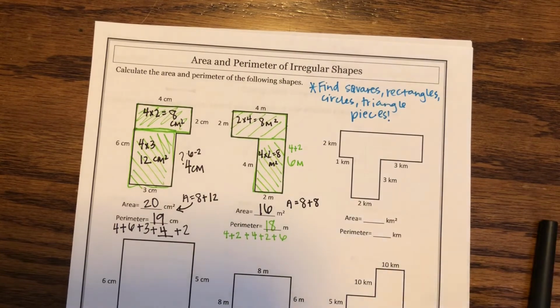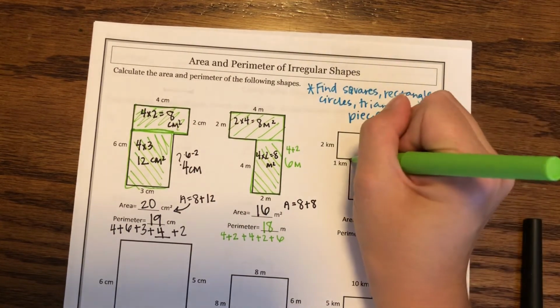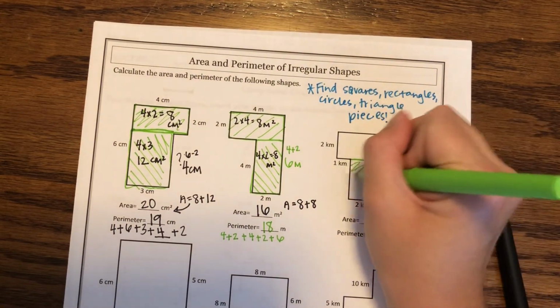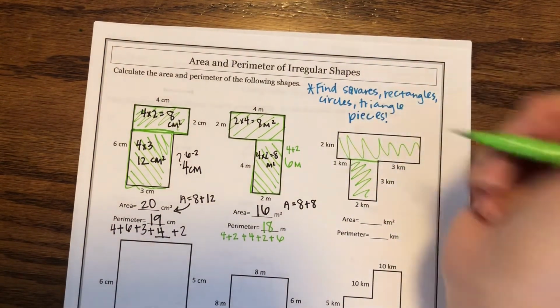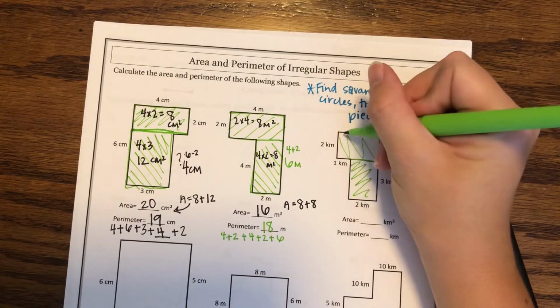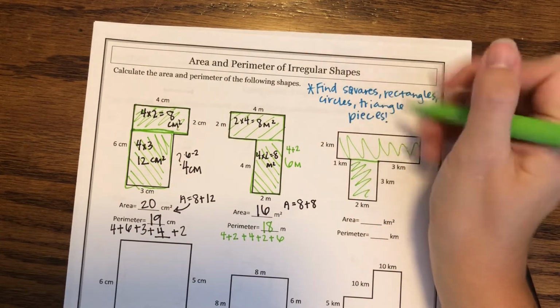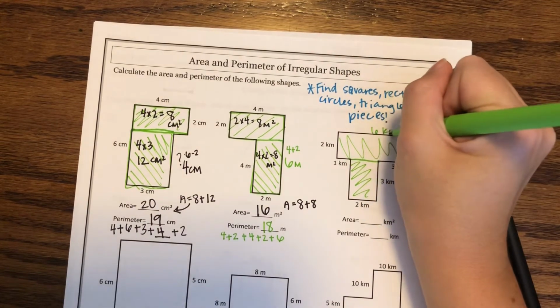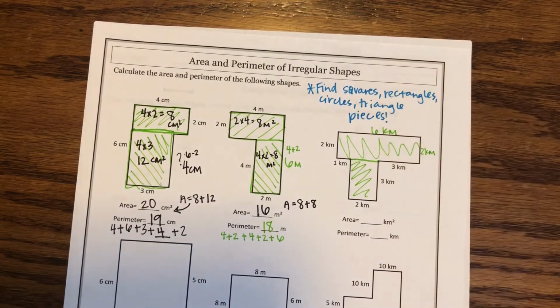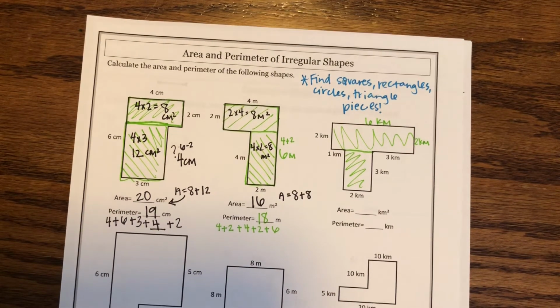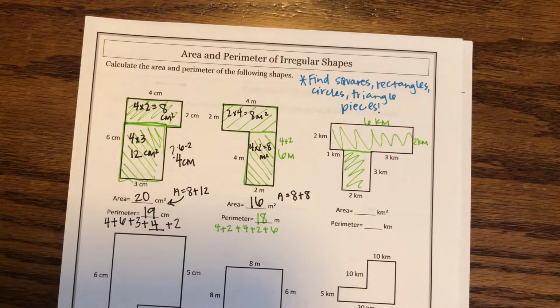So this next one, we can do this rectangle and then this rectangle. This top side would be 1 kilometer, 2 and 3, so 6 kilometers. And then this is 2 kilometers. So y'all are welcome to try that one out if you would like. I'm going to go to another challenging one. Last one, I promise.